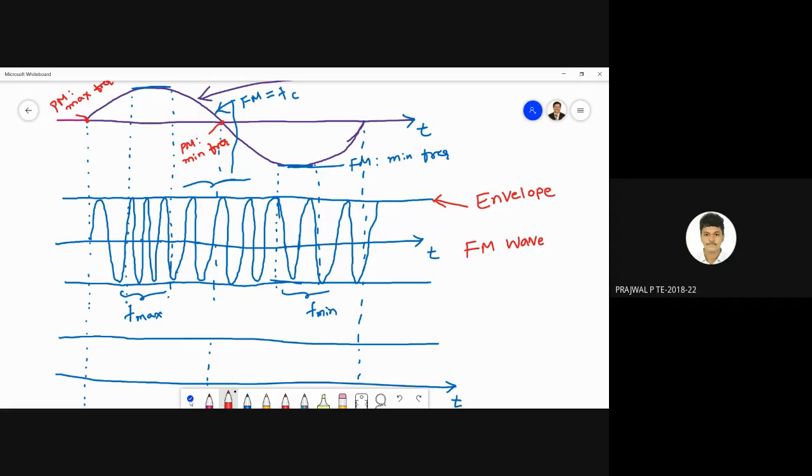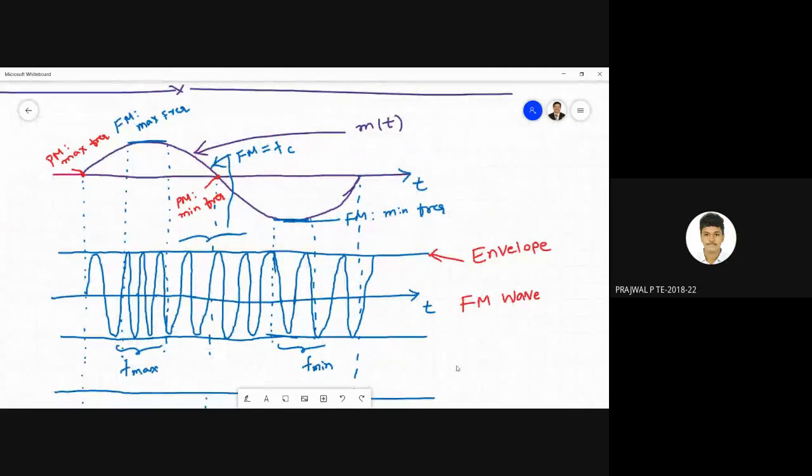Okay. Sir, can you scroll a bit more, sir? I cannot see the top part. For message signal. Yeah, thank you.